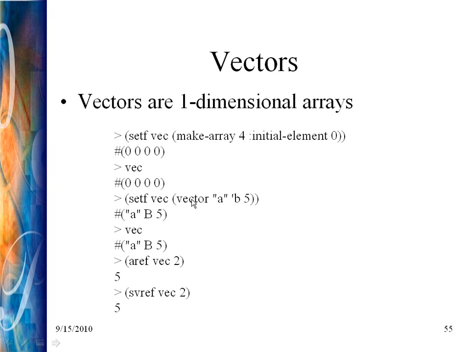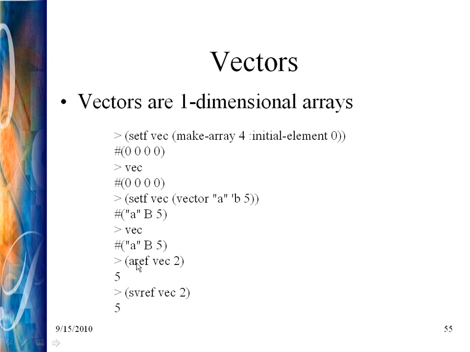So here we have the string containing the single character A, the symbol B, and the number 5. Vectors, like lists, can contain any elements unless you specify them to be of a particular type. And again, we access vector elements with aref, and also svref is a specialized optimized function.